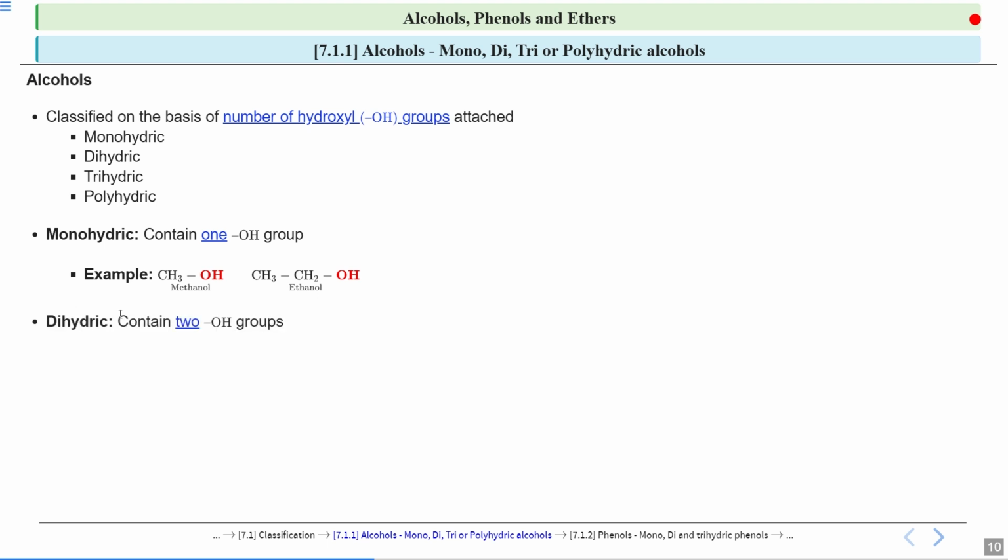The second one is dihydric. Di means two. That means simply the alcohol will contain two hydroxyl groups. For example, ethylene glycol and propane 1,3-diol. You can see the hydroxyl groups are present at the adjacent carbons of this molecule, right? And the name is ethylene glycol. You can also call it vicinal alcohol. And another one is propane 1,3-diol, where again the hydroxyl groups are present at different carbons, and two hydroxyl groups are present. So this comes under the dihydric alcohols.